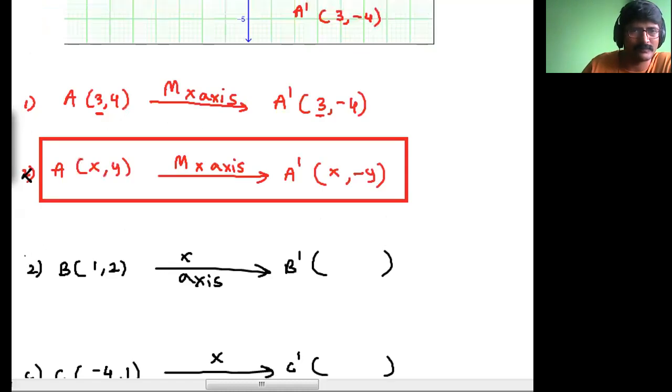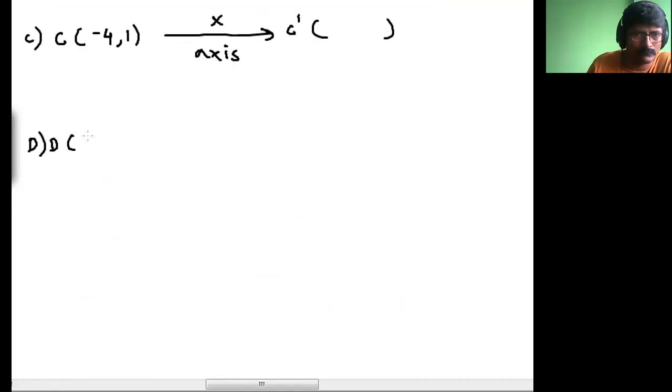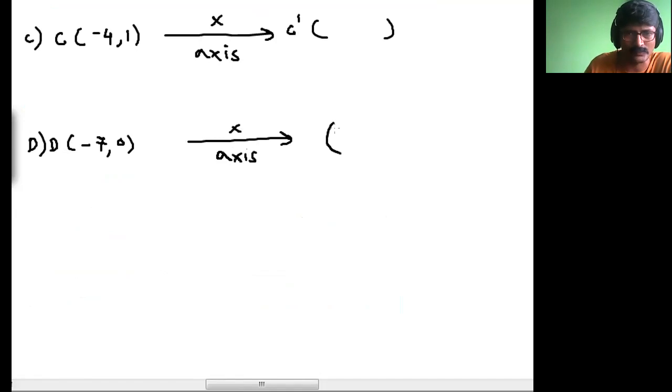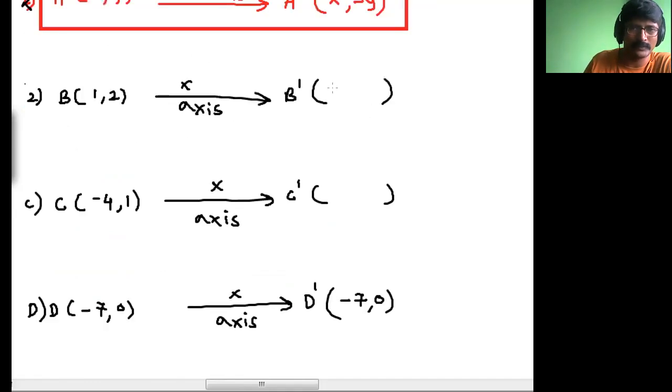could be minus 7 and 0. When it reflects under the x-axis, what happens? Every point lying on the x-axis is invariant under x-axis. So D prime will become minus 7 comma 0 only, because 0 does not reflect anymore, isn't it? I hope you understood all these examples. So for you, what will be the answer? 1 comma minus 2. What will be the answer? Minus 4 comma minus 1. I hope you understood that.